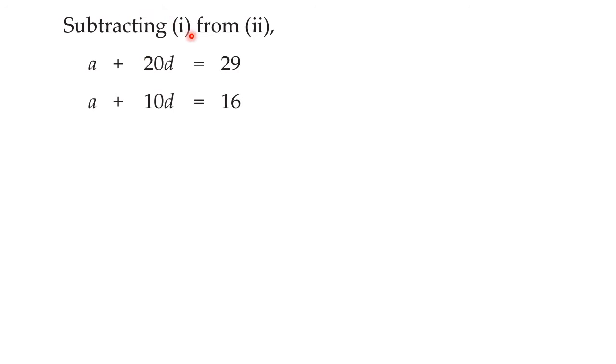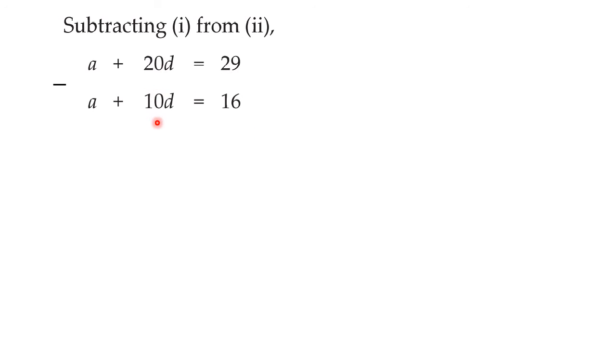Subtracting 1 from 2. So equation 2 will appear up and equation 1 will appear down. A plus 20d is equal to 29. Then you have to write a minus sign in between, which shows that you are doing subtraction. And below you are writing equation 1, a plus 10d is equal to 16.